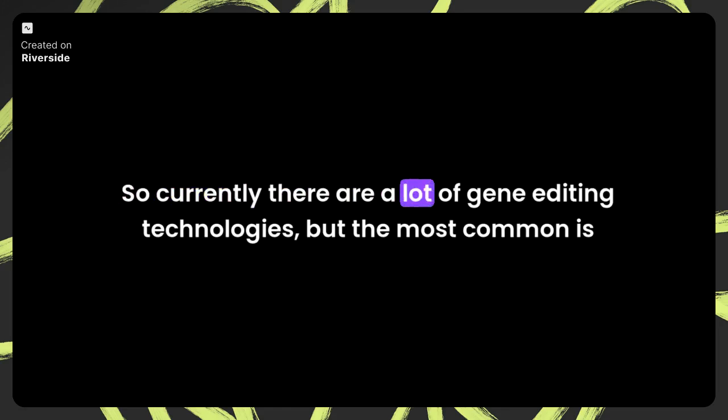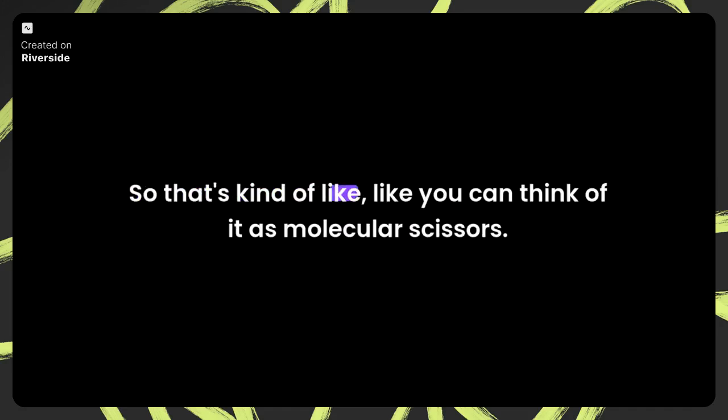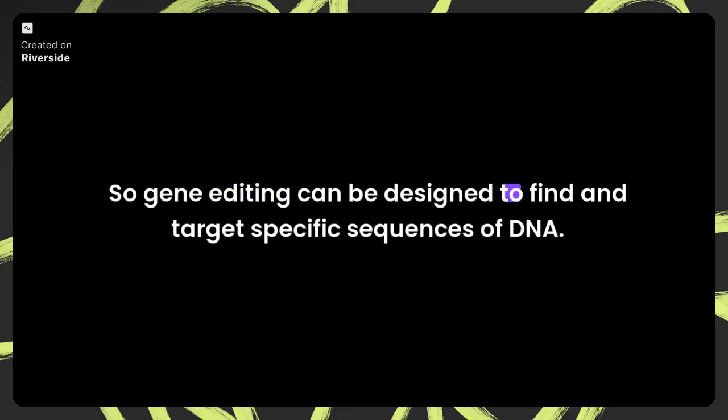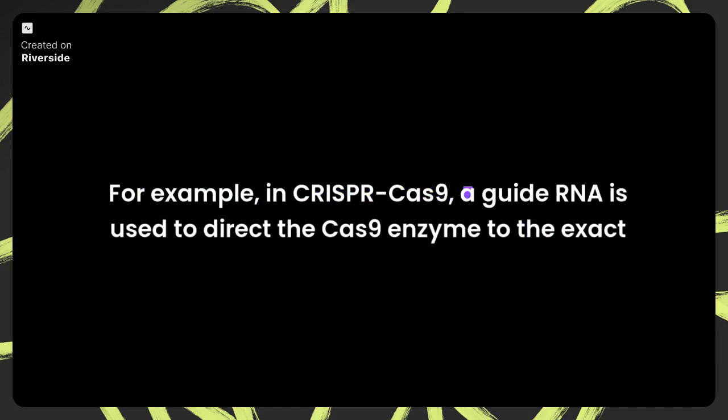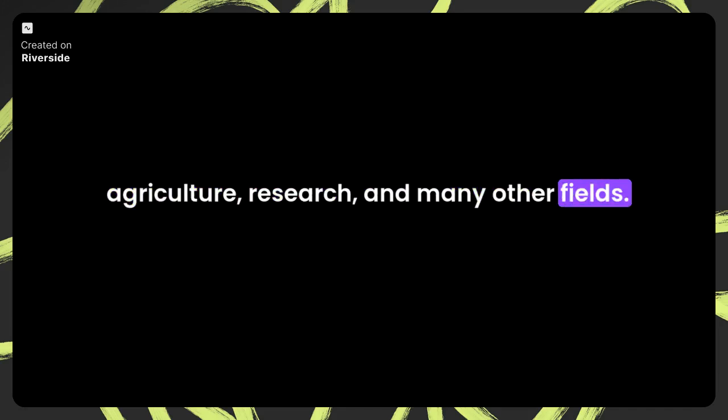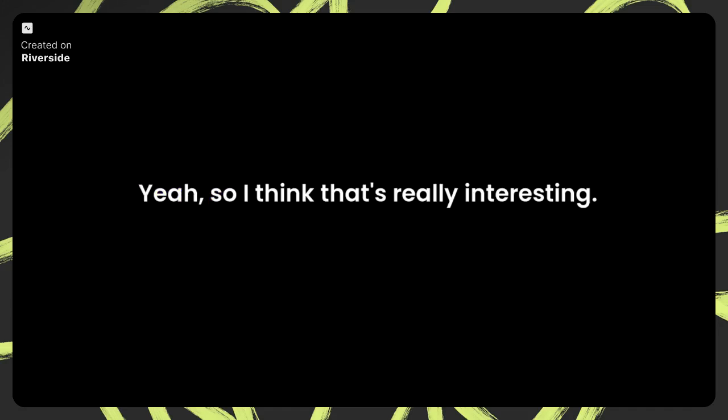So currently there are a lot of gene editing technologies, but the most common is CRISPR-Cas9. You can think of it as molecular scissors. You can choose where to cut the DNA, and it allows for targeted changes. So gene editing can be designed to find and target specific sequences of DNA. For example, in CRISPR-Cas9, a guide RNA is used to direct the Cas9 enzyme to the exact location of the gene. You can cut the gene, which CRISPR would do, and it can be applied in medicine, agriculture, research, and many other fields.